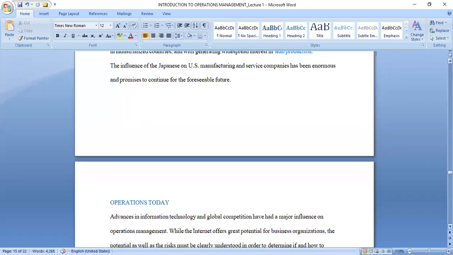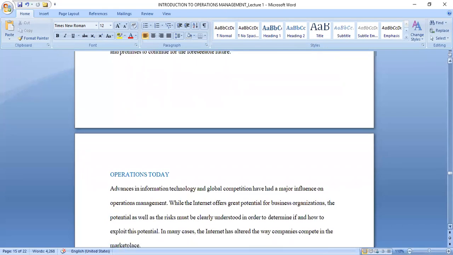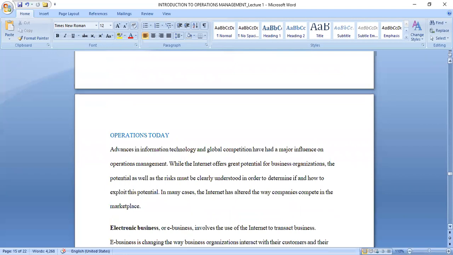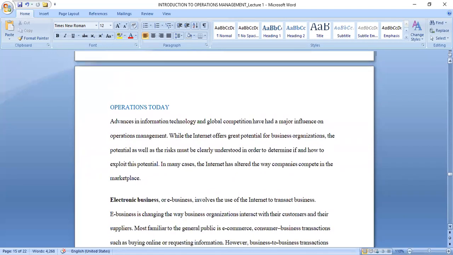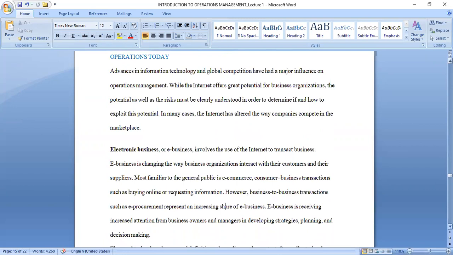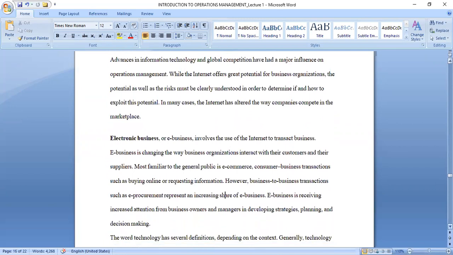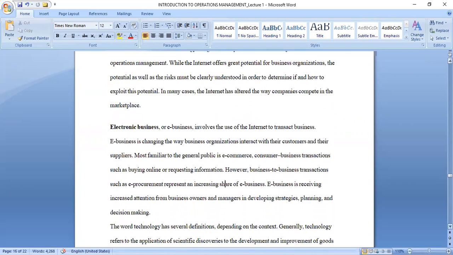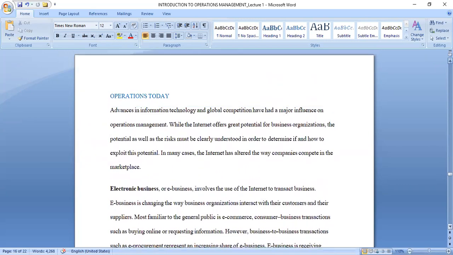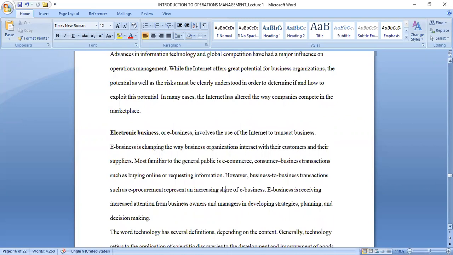So electronic commerce involves using the internet, but here the interaction is between the customer and the organization. Electronic commerce: we are using the internet to do business, but the interaction is between the customer and the organization.